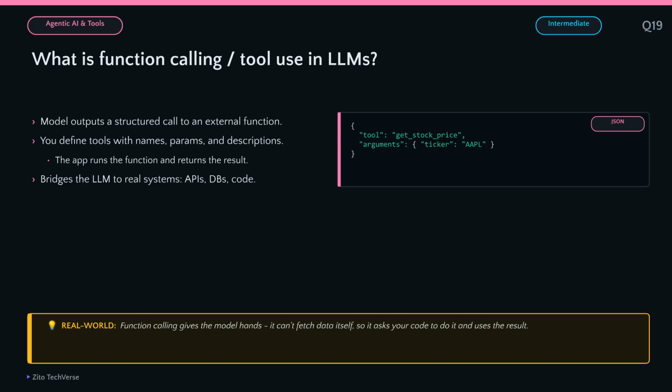Question 19. What is function calling in LLMs? It allows a model to trigger external code or APIs by outputting structured data. By defining specific tools, you enable the model to bridge its internal knowledge with external data or actions.